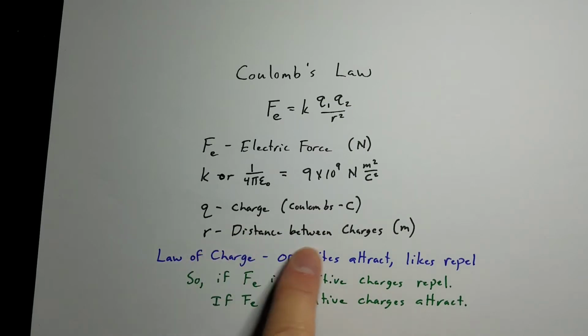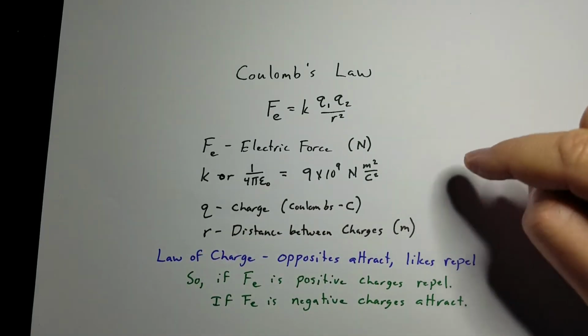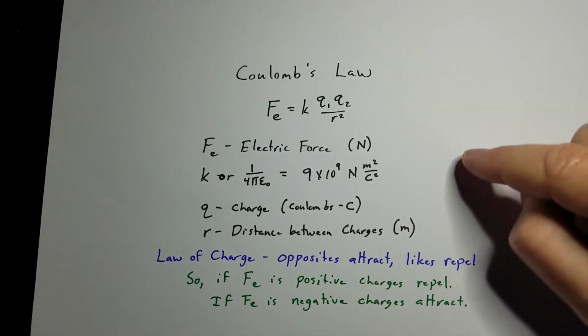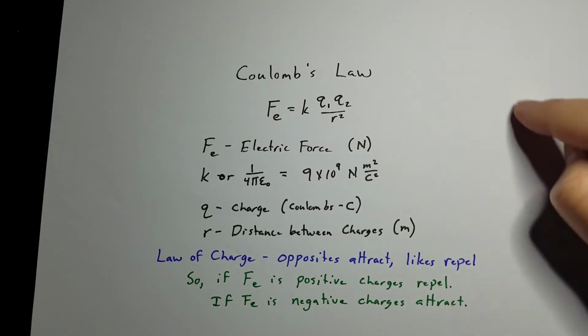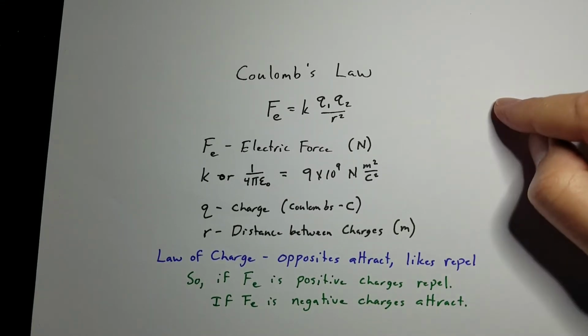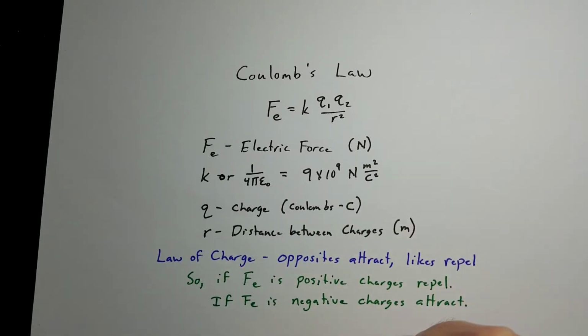And then r is the distance between the charges. Now, r can be a distance, it could be a radius, like you have a proton with an electron going around it, so r would be the radius. But mostly it's just the distance between these two charges.